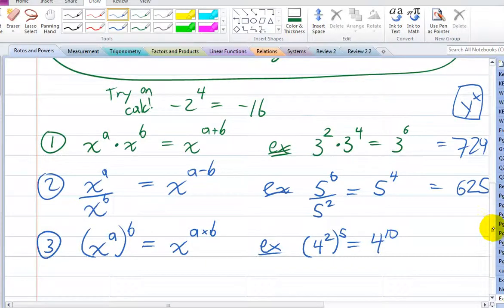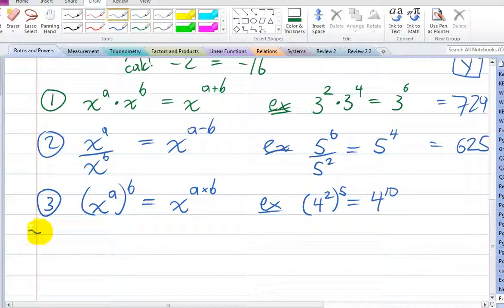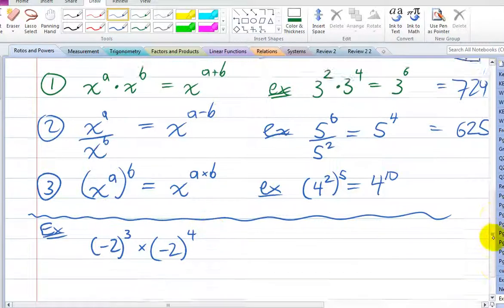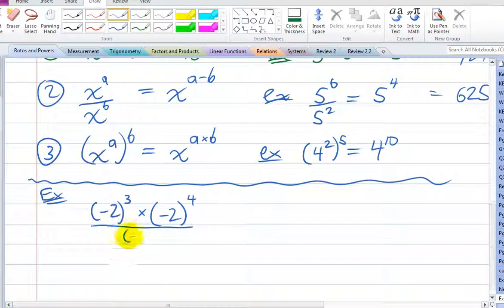So let's try some harder ones now. Okay, I'm going to take a little bit of a break here. Here's some examples. Let's try this. -2 exponent 3 times -2 the exponent 4 divided by -2 to the exponent 5. Okay. So what I want you to do is show me your work with your exponents, then write as a single power, and then evaluate. Okay.